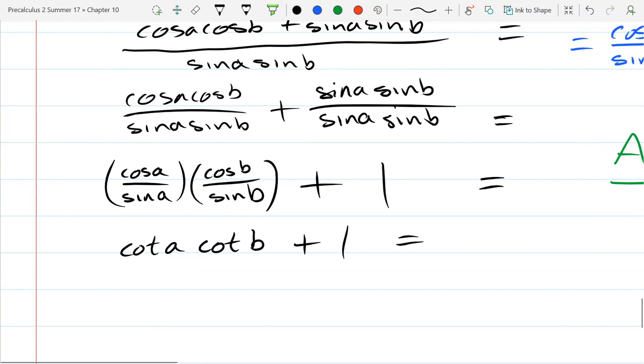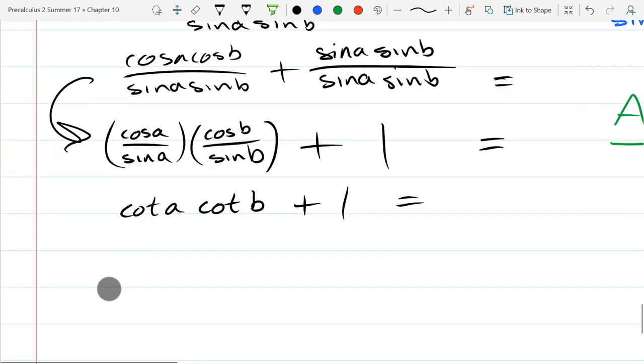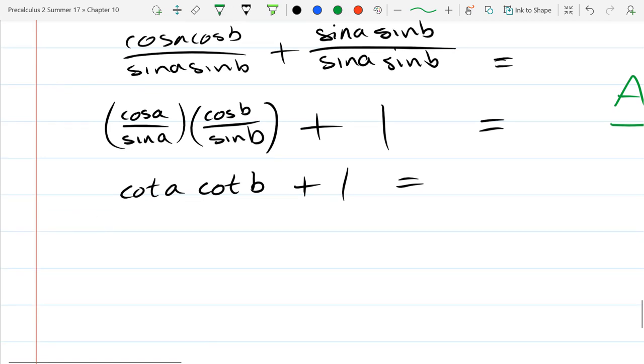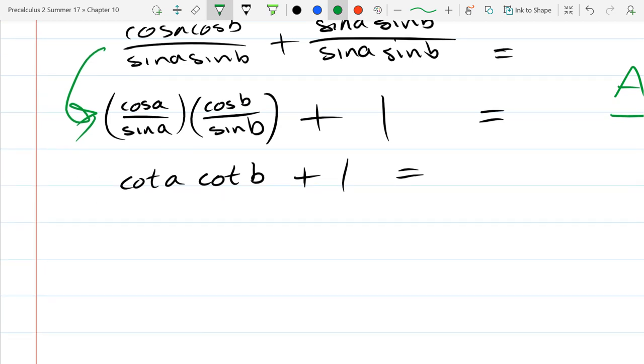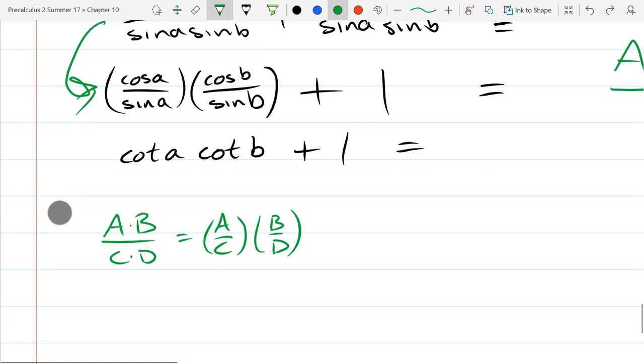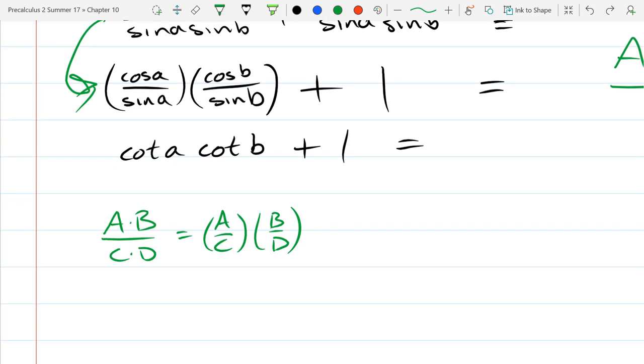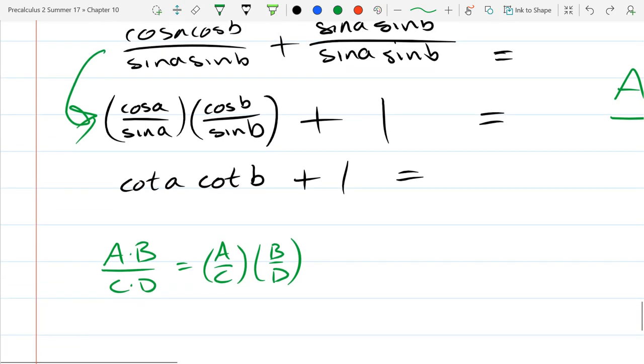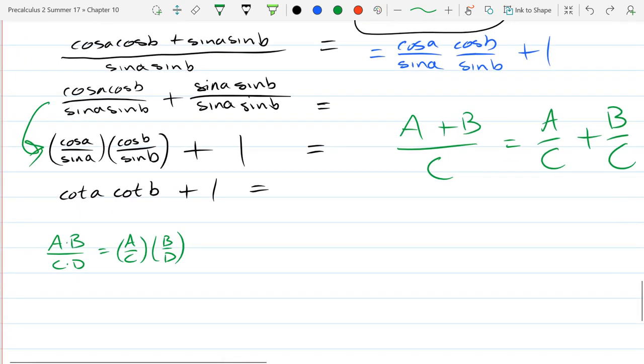So what algebra did I do going from that line to the next line? I'll write this in green. I had A times B over C times D. These are multiplications, not additions or subtractions, so you can regroup. Because how do you multiply fractions? You just multiply numerators, A times B, and then multiply denominators, C times D, and you get what's on the left side there. So you can call this unmultiplying fractions. Multiplying fractions is much nicer than adding fractions. Adding fractions is not easy unless you get a common denominator.